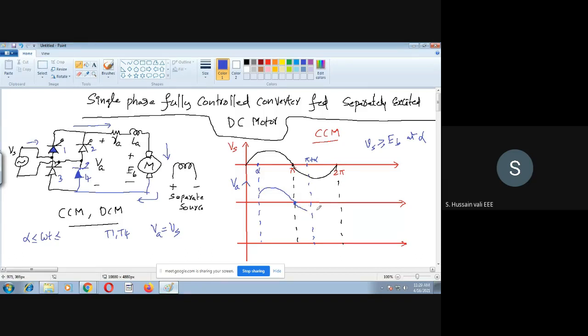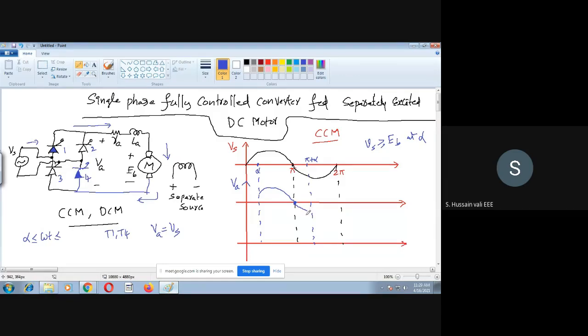One thing I will tell you: if you have the freewheeling diode, VA will never be negative, because the energy will circulate through the freewheeling diode. So the freewheeling diode is conducting, and when it is conducting, it acts as a short circuit. So the voltage is zero. This negative part will not be there. In place of the negative part, you have a zero voltage.